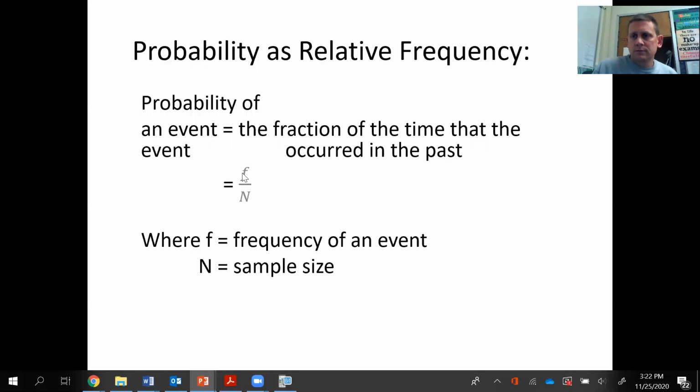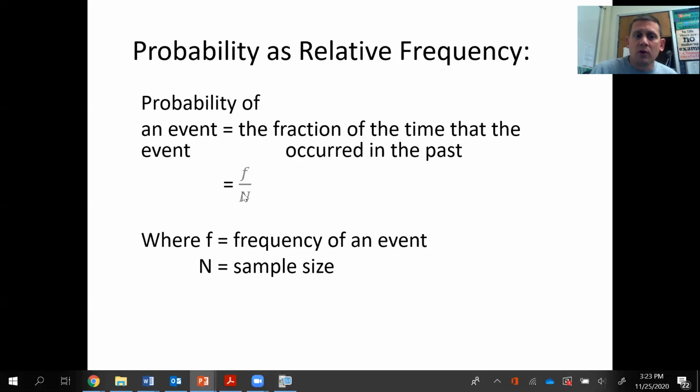So let's just say there's 20 kids in a class. Let's make it easier. Let's make it 10. There's 10 kids in class, and everybody puts their name in a hat. So 10 goes on the bottom because we're going to put everybody's name in the hat. How many ways can you win? 1. So that's 1 out of 10. So that's a relative frequency.